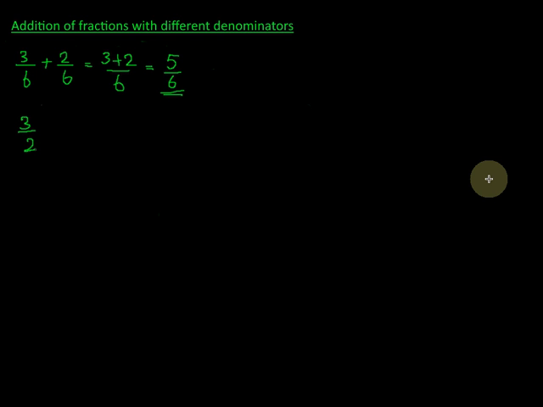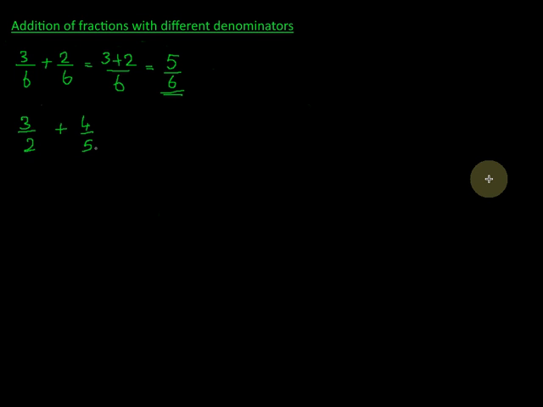Now let's check another one with different denominators, that is 3 over 2 plus 4 over 5. Now we can see the denominator here is different, one is 2 and one is 5. So to start with, we can start with the biggest number, which is 5.